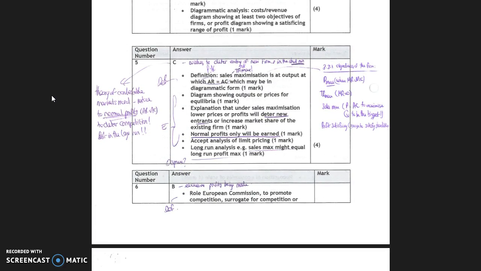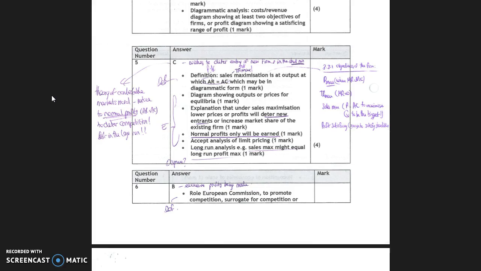Question 5, deter new firms in the short run. Your sales maximization when P equals AC. So you decide to do that just to deter any new entrants to the market. You might switch to this objective here.